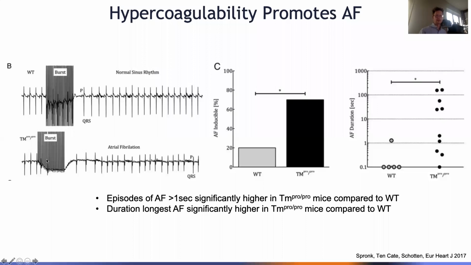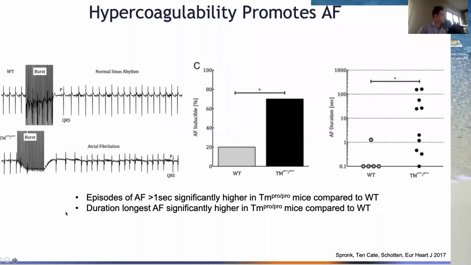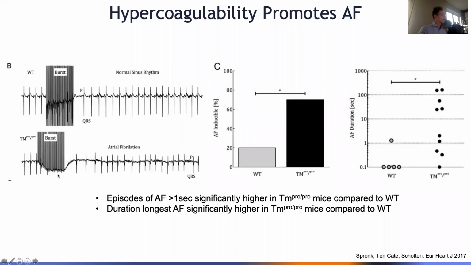That's what they did. They used the TMPRO mouse, which is a hypercoagulable mouse because it has a mutation in the thrombomodulin gene. And also here, they paced this mouse. In contrast to what happens to the wild-type mouse, this mouse actually stays for some seconds in atrial fibrillation. So indeed, a hypercoagulable state is somehow a substrate for atrial fibrillation. That's also depicted in this graph, and also here where you see the duration of AF, you again see that in this hypercoagulable mouse, the duration of AF is way longer compared to our wild-type mouse, where only one mouse actually suffers for 1 second from atrial fibrillation.